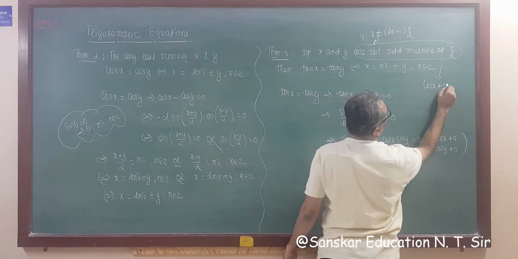So the solution set of tan is x is equal to n pi plus y, n belongs to Z. The solution set of cos is x is equal to twice n pi plus or minus y, n belongs to Z, and the solution set of sine is x is equal to n pi plus minus 1 raised to n into y, where all n belongs to Z.